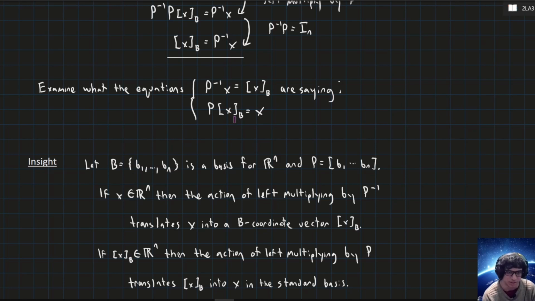And the other way around, if I have a vector that's a B coordinate vector, and I left multiply it by P, then it translates x with respect to B into x with respect to the standard basis. So the matrix P, with the basis as its columns, and P inverse is sort of like a dictionary that allows you to go between these two languages for Rn. Okay, so let's keep that observation in mind when we start talking about diagonalization in one of the next lectures.